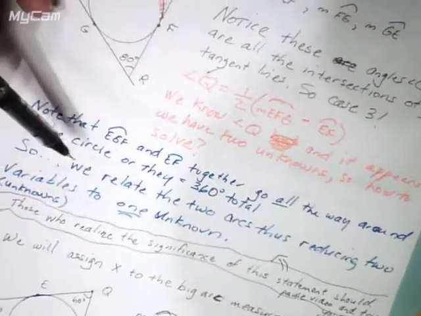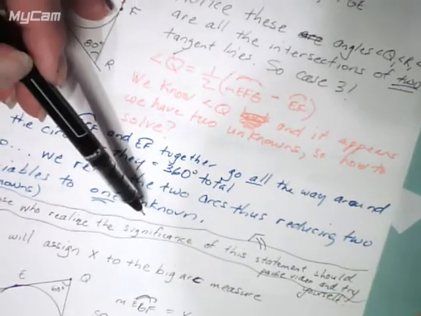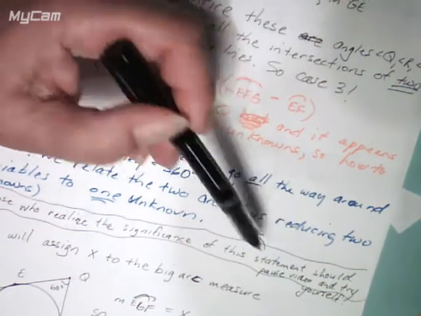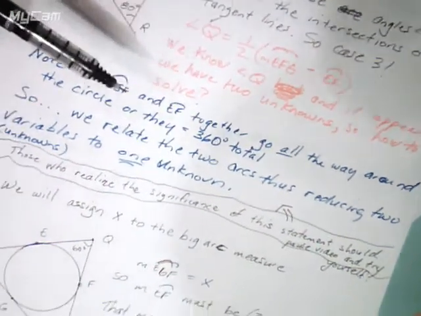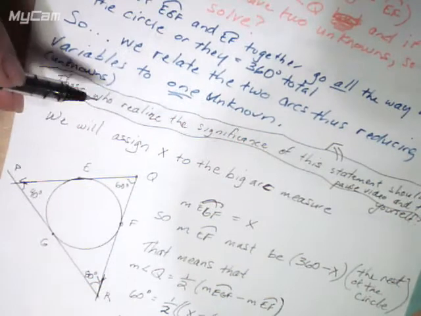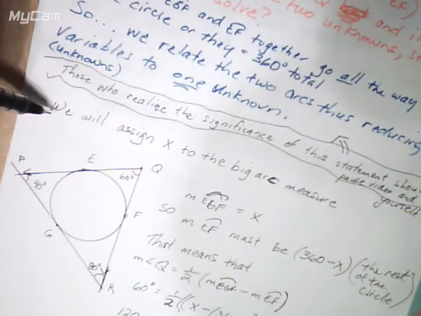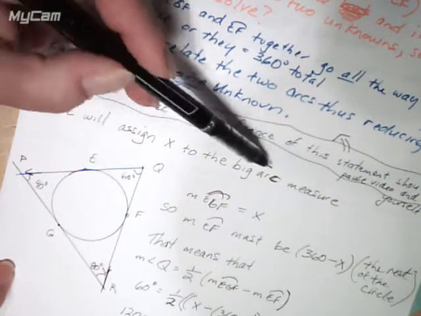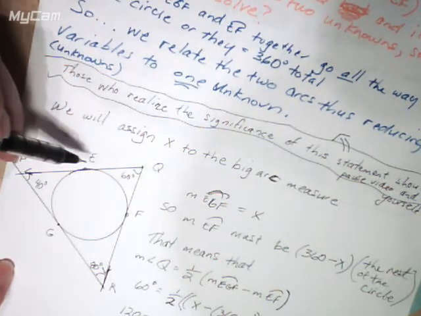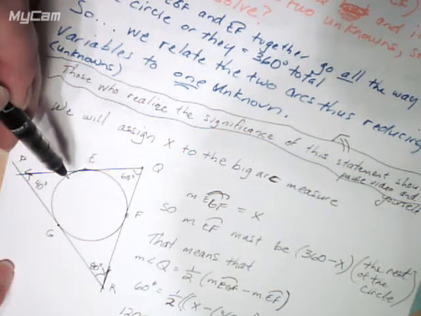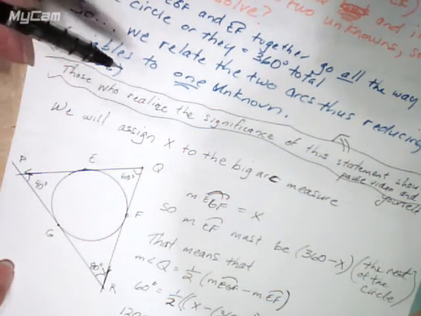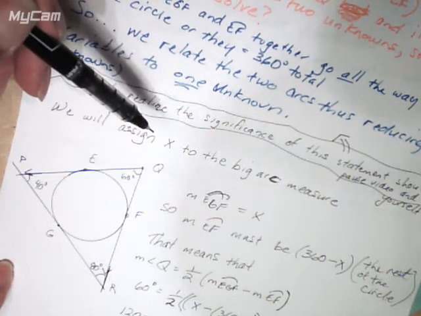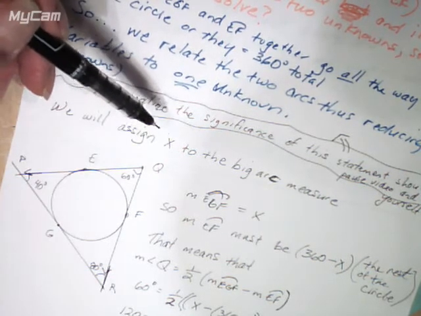If you realize the significance of what I just said, I would like for you to pause the video and try to set it up yourself. Then come back. If you don't realize the significance, then just continue on. All right, we're going to assign X to the big arc measure. The measure of EGF is equal to X. I just redo the same shape there. So that EGF is X. I could have chosen the other one too, but I did not.